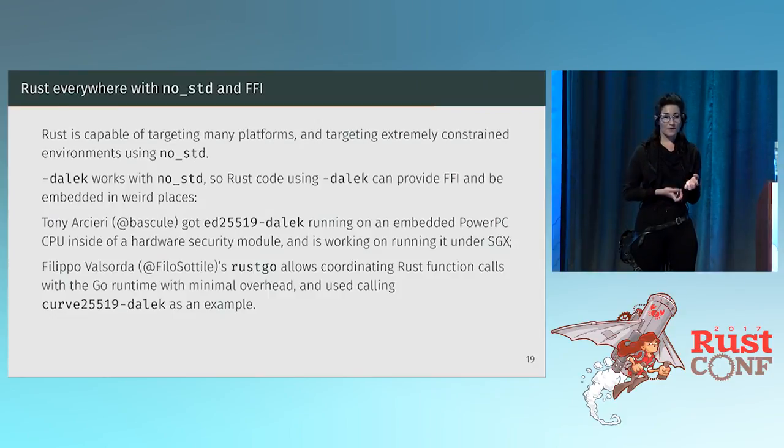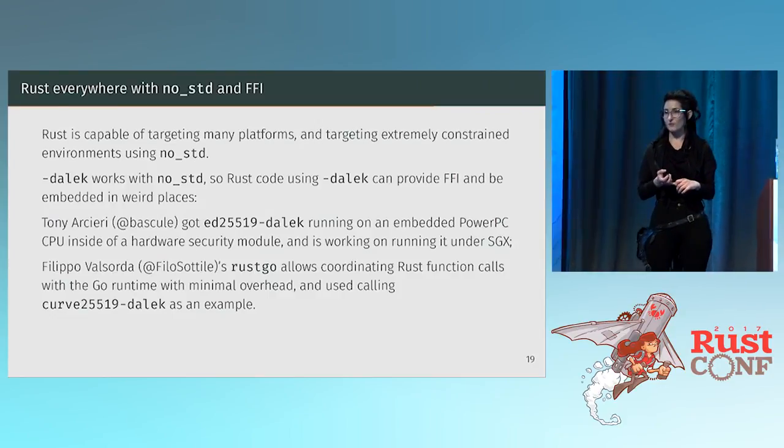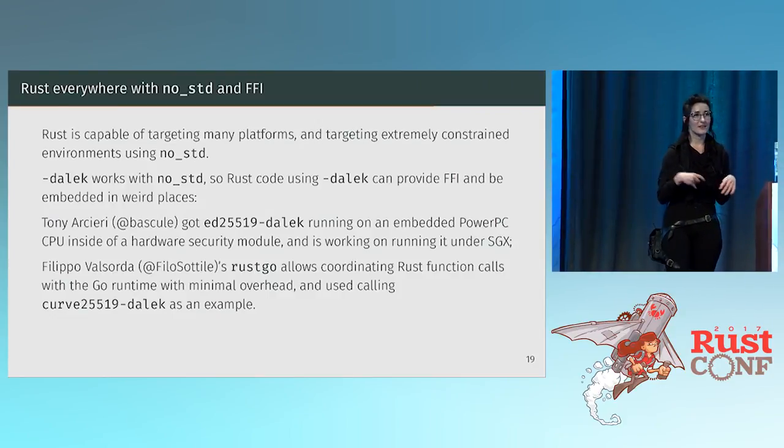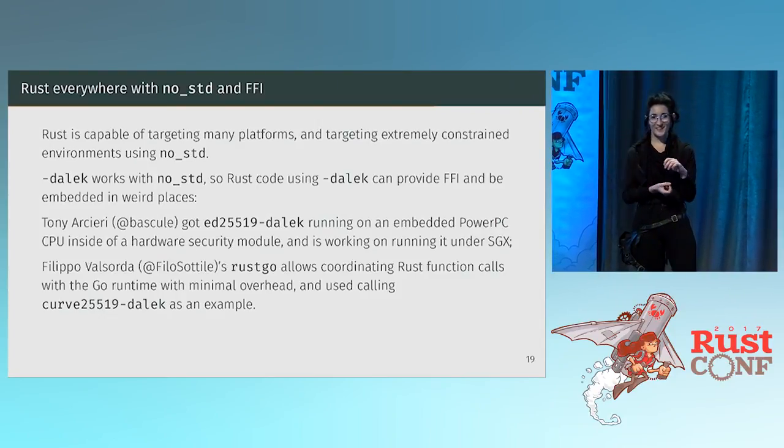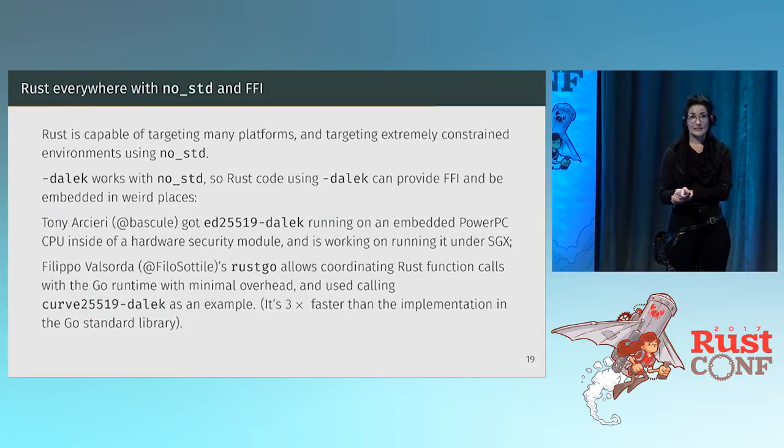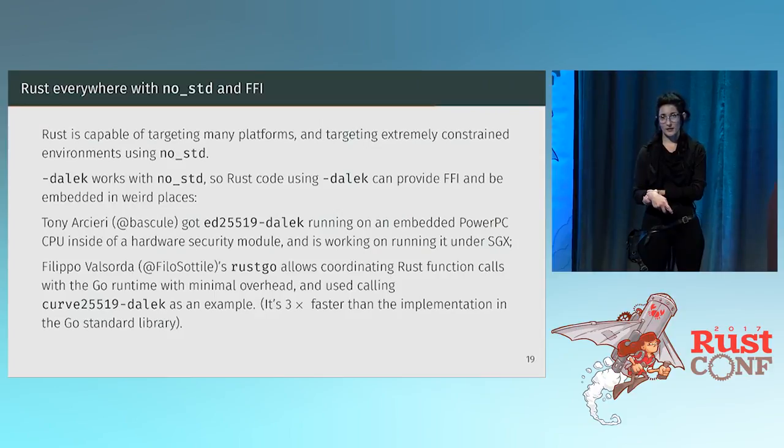So Filippo Valsorda had a recent blog post which was really interesting. I think it made the top of Reddit of both the Golang one and the Rust one. So he has a thing where he is calling Rust from Go with minimal overhead, and he used Dalek as an example. Interestingly, this is three times faster than calling the curve25519 library that's in pure Go that is in the Golang standard library.